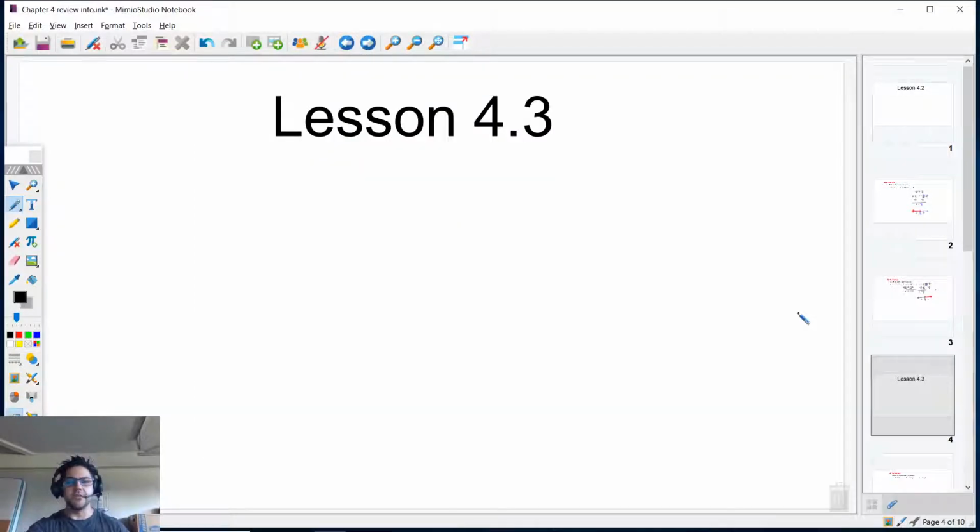All right, superstars, we're going to do lesson 4.3. It's still one step, solving one-step inequalities. This time we're going to do multiplication and division. Division, you got to remember a little piece of information again. If you're dividing by a negative or even multiplying by a negative, you got to do something with that inequality sign. So let's be careful there.